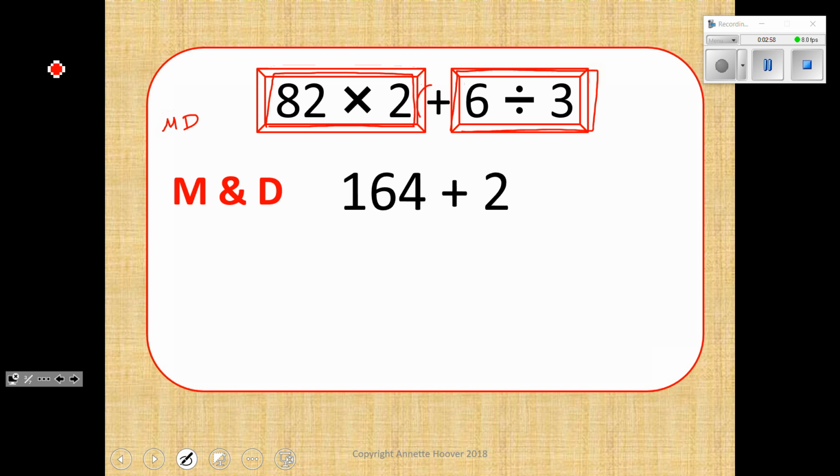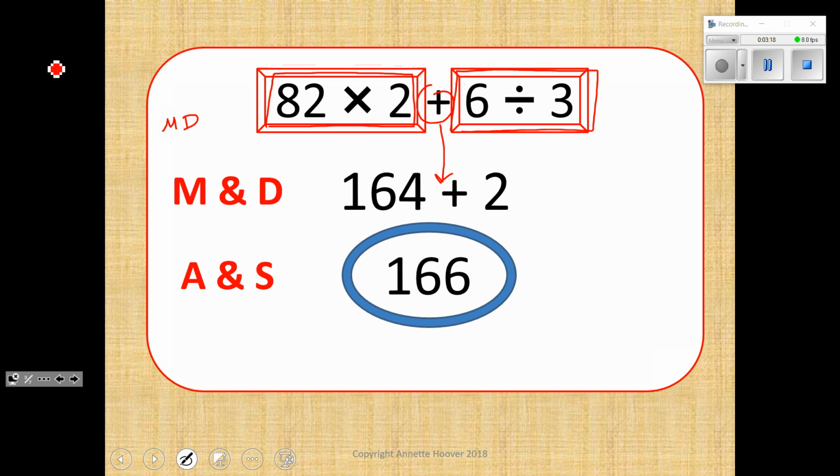Now this addition sign I just brought down. I haven't evaluated that yet. I only did the multiplication and division. And then our last step, we do the addition and subtraction. Well, there's only addition, so I simply do 164 plus 2, which is 166. So that one only had 2 steps.